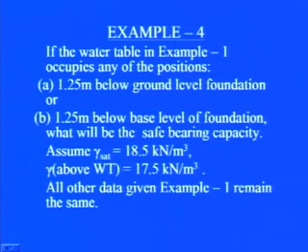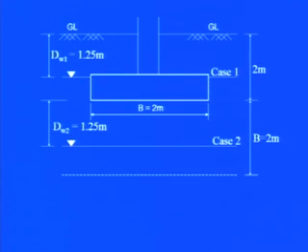Now, in another example, suppose the water table occupies some other positions, like for case A, water table is 1.25 meter below ground level. It is 1.25 meter below base level of the foundation. What will be the safe bearing capacity? Now, assuming again gamma saturated as 18.5 kilonewton per meter cube, gamma above the water table as 17.5 kilonewton per meter cube. Other data remaining the same. Now, this is the sketch for the description here.